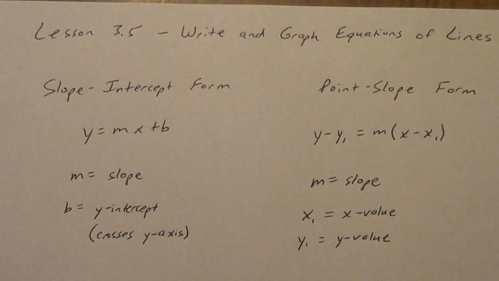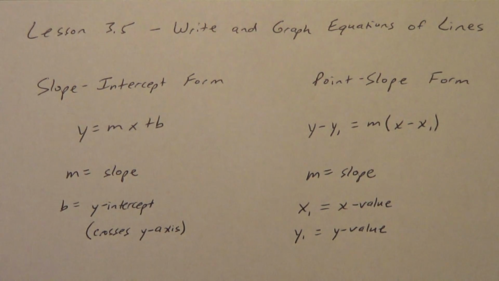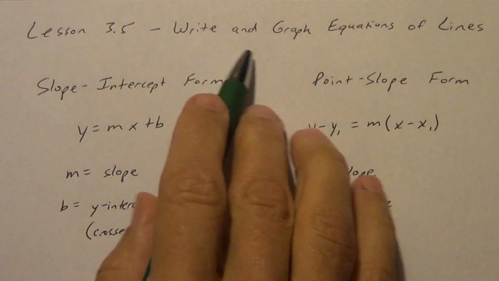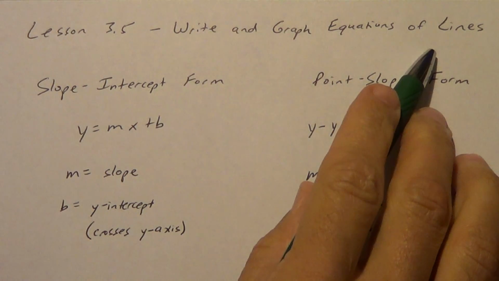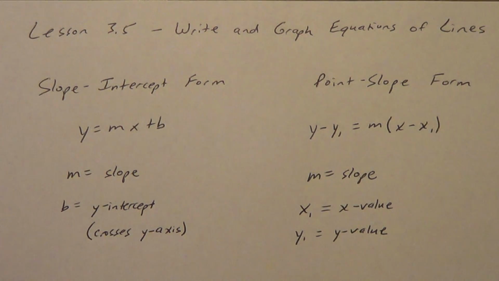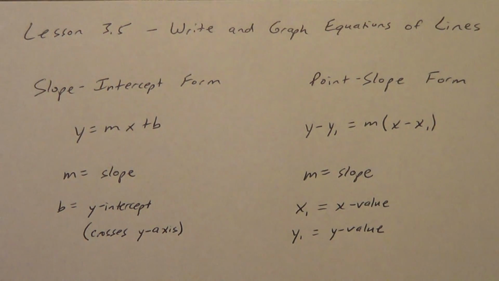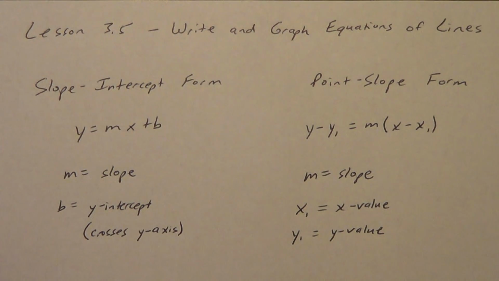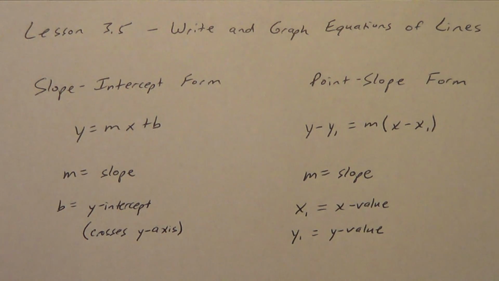Alright, let's get going with lesson 3.5. This lesson is about writing and graphing equations of lines. This is a lot like the second half of 3.4, so if you understood that lesson well, you'll probably understand this lesson well. If you struggled with that one, you might struggle with this one a little bit. It's going to feel a lot like algebra class again.